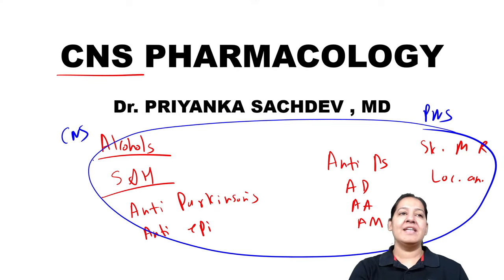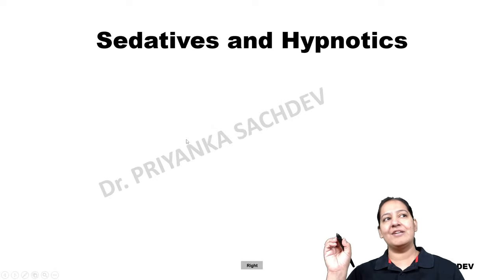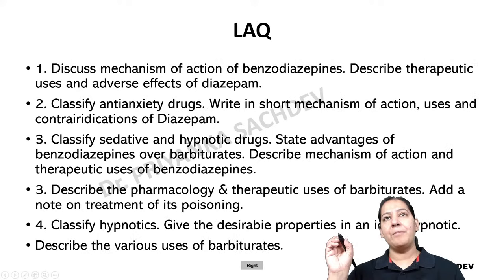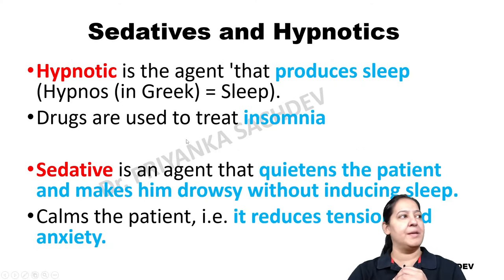Anyways, without any delay, we have completed alcohols. Let me start sedatives and hypnotics. So CNS, sedatives and hypnotics. Now, these are the important questions which are usually asked in the university exams from sedatives and hypnotics.